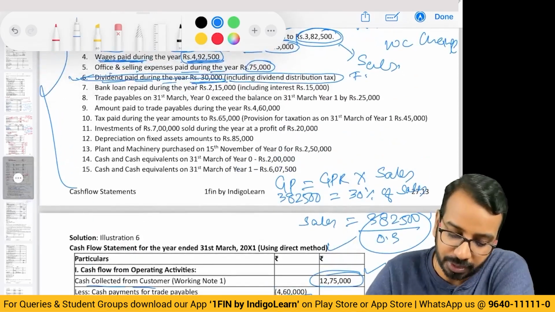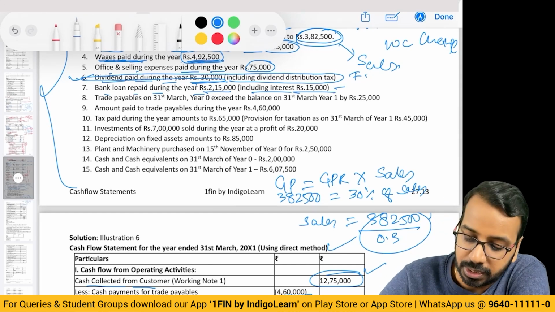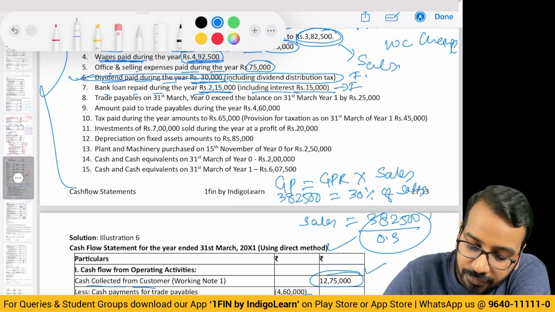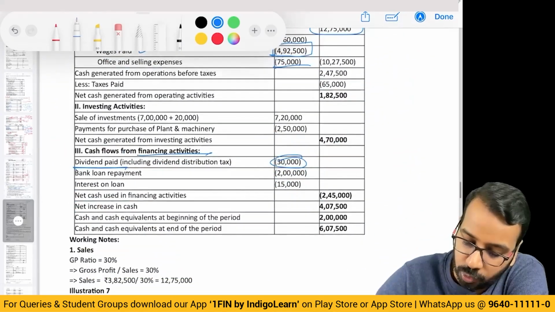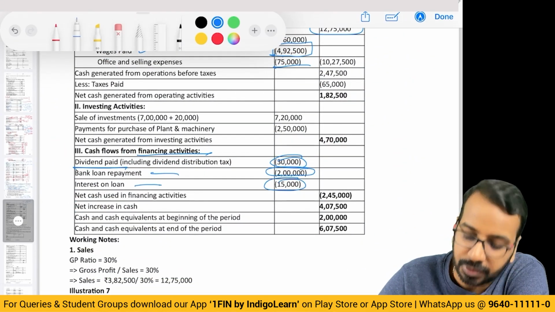Then bank loan repaid during the year 2,15,000, including interest of 15,000. This is also financing activity. Repaid means negative number. 2,15,000 including interest. So what you will do? You will split that. Bank loan repayment 2 lakhs, interest on loan 15,000.